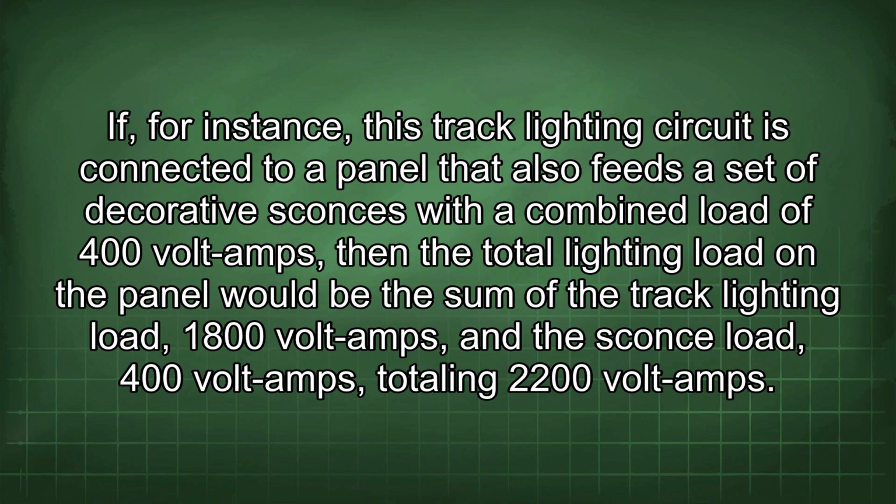If, for instance, this track lighting circuit is connected to a panel that also feeds a set of decorative sconces with a combined load of 400 volt amps, then the total lighting load on the panel would be the sum of the track lighting load, 1800 volt amps, and the sconce load, 400 volt amps, totaling 2200 volt amps.